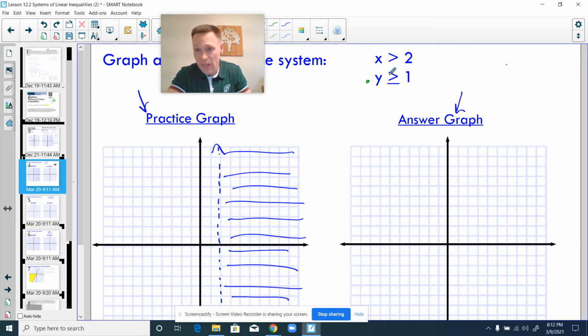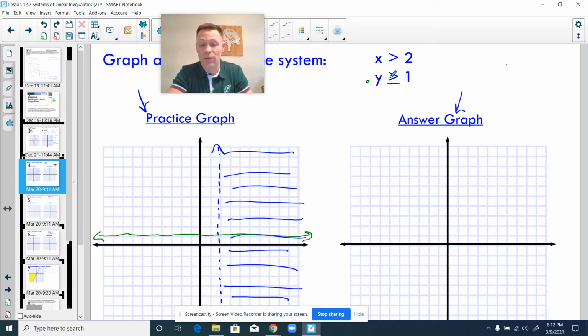If y is greater than or equal to 1, well, in that equation form, y equals a number or y is greater than it, whatever the symbol is, it's a horizontal line through that number. So it's a horizontal line through 1. And I do have a line underneath, so I'm going to try my best to draw a straight line through 1.